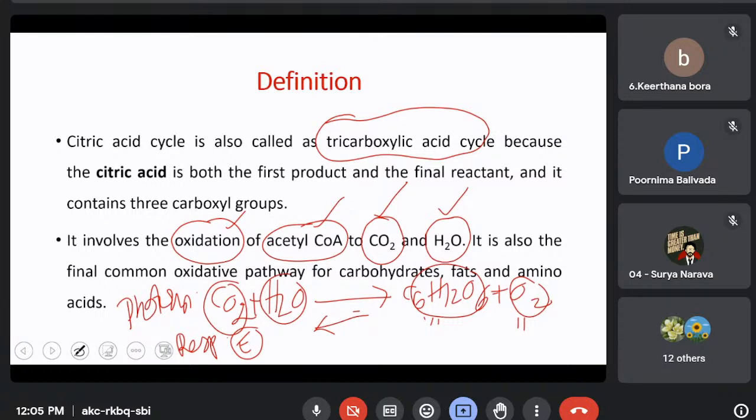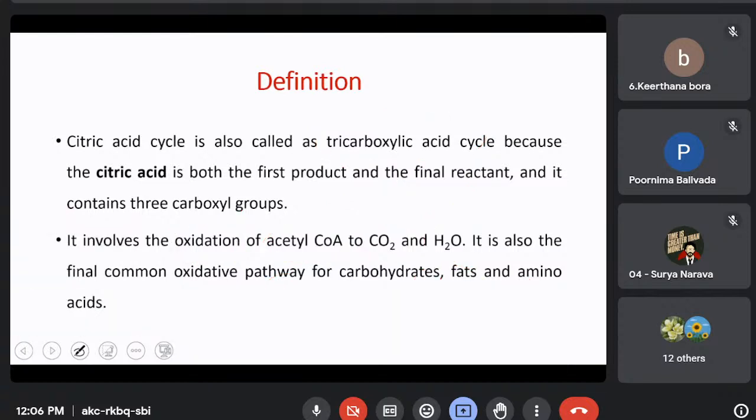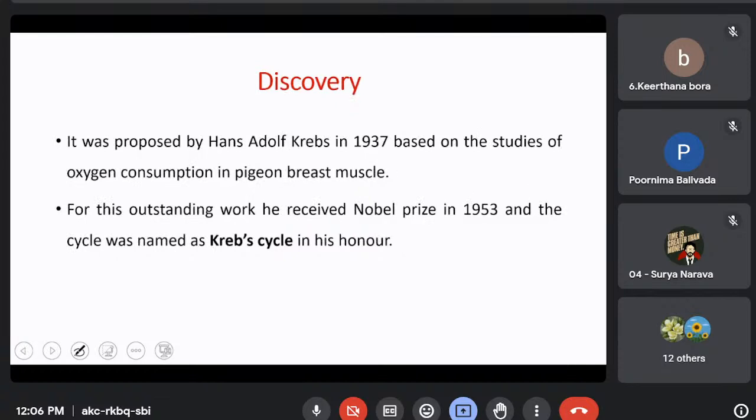And here, before energy is released, it requires another reaction, that is the electron transport system. For that, it produces certain substrates. What those are, we are going to discuss now. But the overall reaction during the Krebs cycle involves the oxidation of acetyl coenzyme A to carbon dioxide and water. And how is this acetyl coenzyme A formed? Let us see.